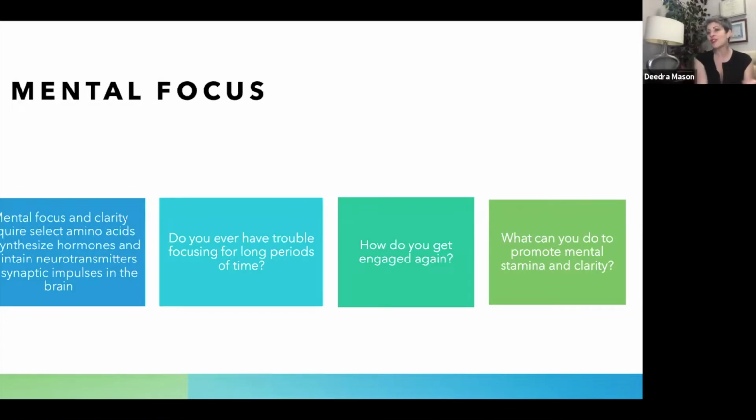That all has to do with having the right amino acids on board, the right vitamins and minerals on board, and making sure that we've done something to protect ourselves from that ancillary pathway, that stress pathway that may be depleting us. And this is why adaptogens and even gut health play a big role in mental focus.